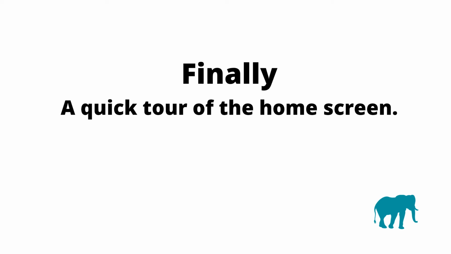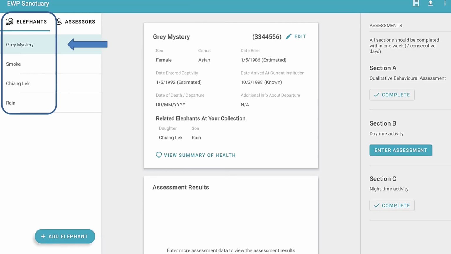And finally, a quick tour of the home screen. From the home screen, you will see all your elephants listed on the left-hand pane. You can select the specific elephant that you wish to view from that list by clicking on their name.